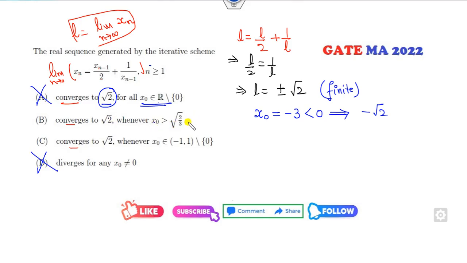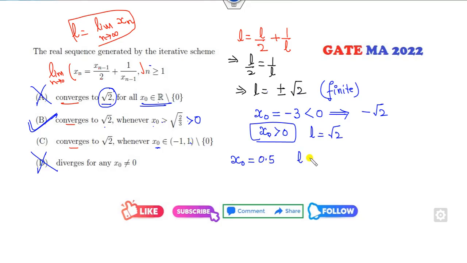If x naught is here, clearly this option will be greater than 0. So if x naught is positive, then it converges to plus root 2, and yes, this is the right option. Collection of all those x naught apart from 0: if I choose x naught as 0.5 in this interval, then it converges to plus root 2. But if I choose x naught as minus root 5, which is less than 0, then it converges to minus root 2. But he said always convergent to plus root 2, which is the wrong answer. The correct answer is only B here.